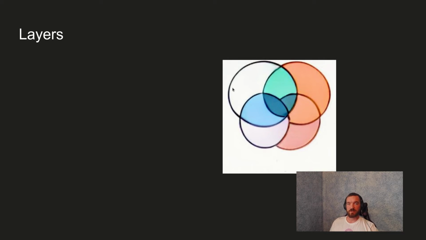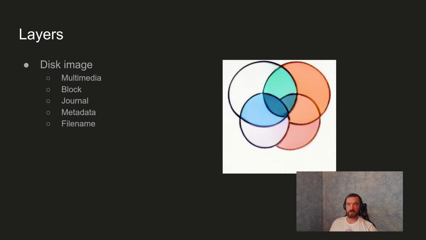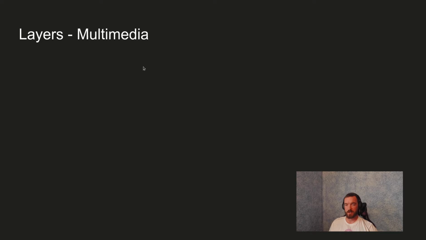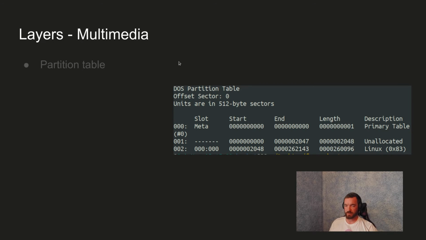So we're back to some layers. Computer scientists love layers. And a disk image is comprised of many different layers. There's the multimedia layer, the block layer, the journal layer, the metadata layer, and finally, what we're more familiar with, the file name layer. So first, let's talk about the multimedia layer. This is all about partition tables. And when you're diving into a hard drive, this is usually your starting point, because you can get the start address of the partition that you want to examine.